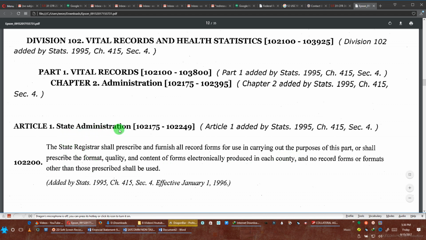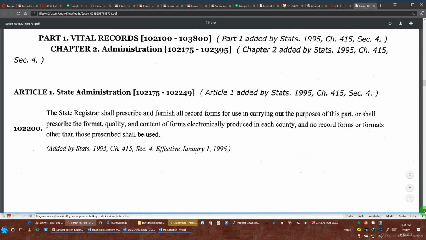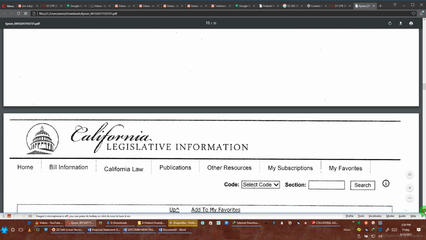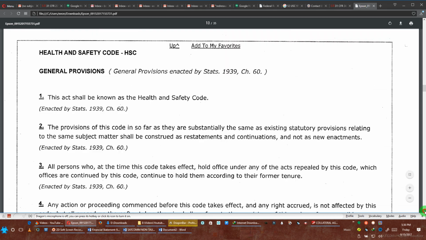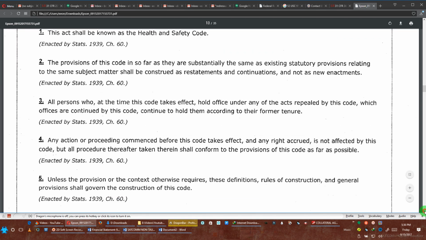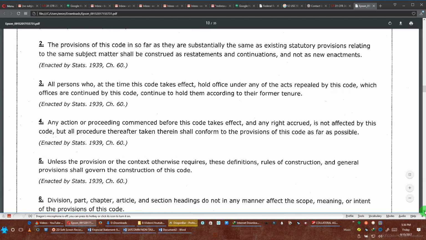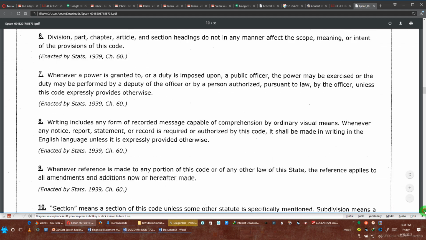State administration, ladies and gentlemen, it's all administrative, all of it. But here's to let you know that you don't have to use their form. It says, or shall prescribe the format, quality, or content of the form, okay? You don't have to use their form. It's not required. For instance, an affidavit. But I'm not letting the issue go. I'm still going to go after them for their lack of intelligence.